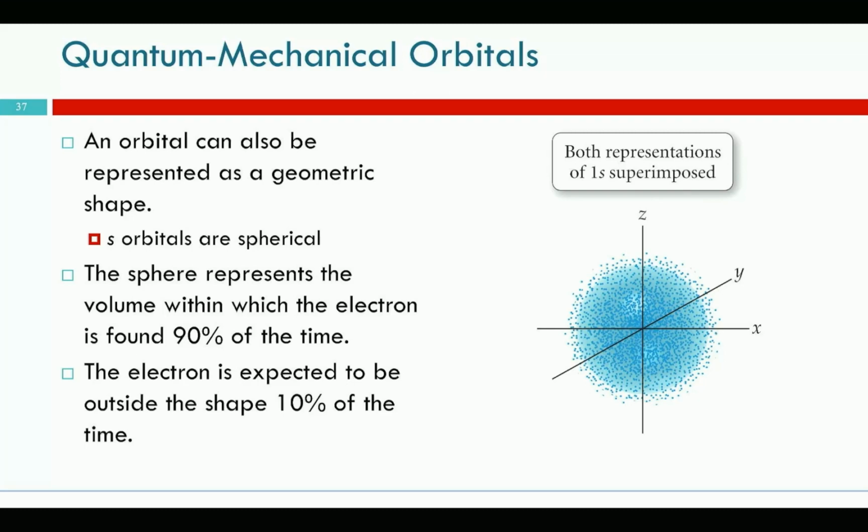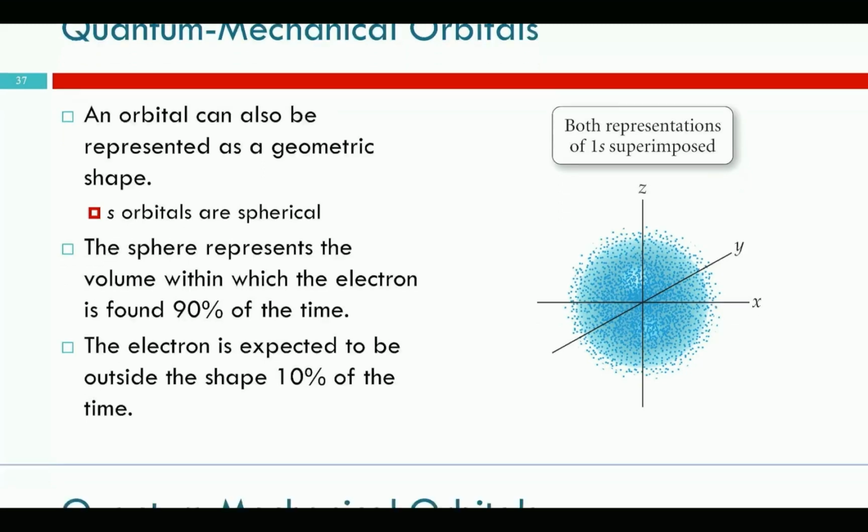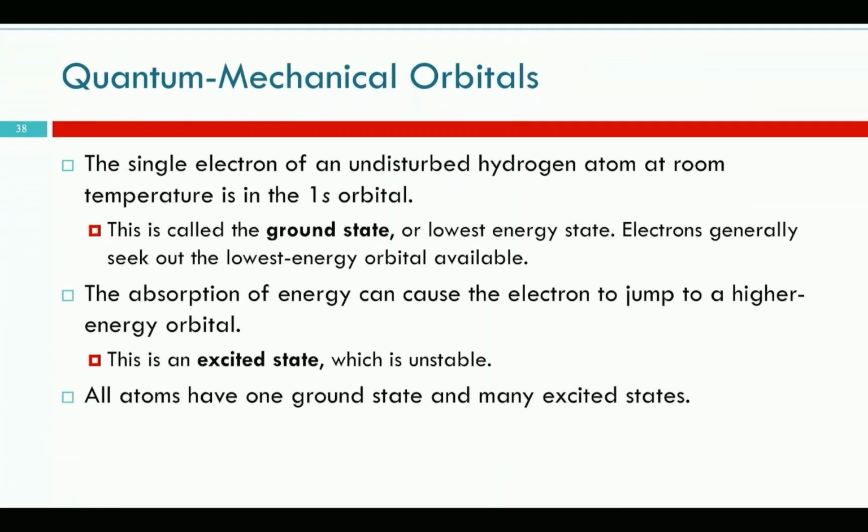Could be outside of there, 10% of the time could be outside of that shape. Electrons are weird. And we're going to add a couple more. They do want you to know the shapes of. But this first orbital, the 1s orbital, that's the single electron in hydrogen.